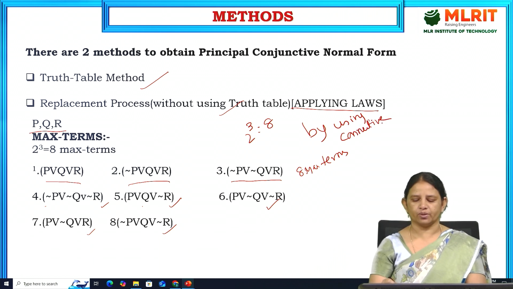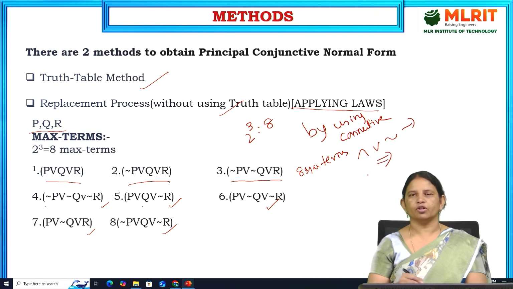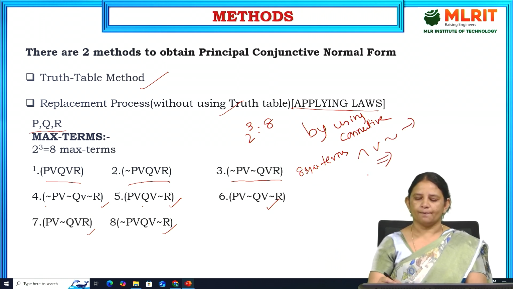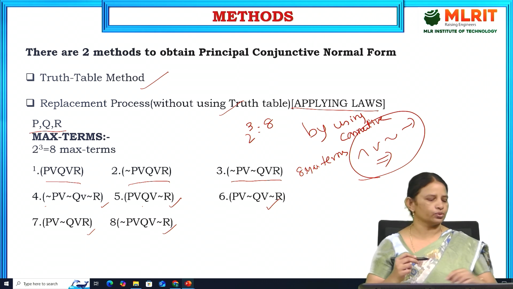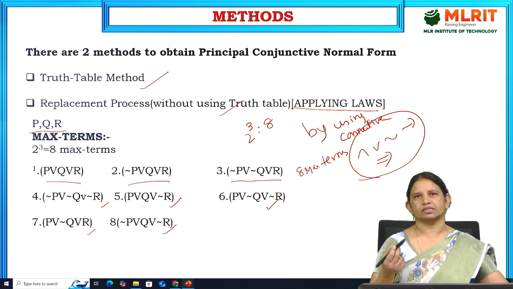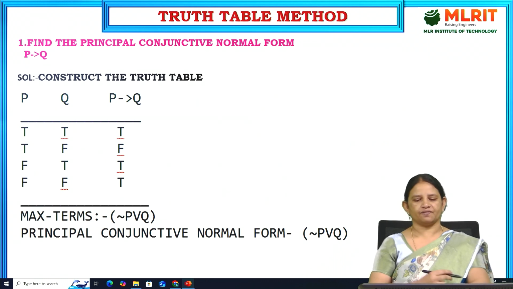The connectives may be and, or, negation, conditional, biconditional. We know the truth tables for all of these. By using the truth tables of these connectives, we can construct the truth table and then the principal conjunctive normal form. So, in this method, we need to discuss the truth table method, how to construct the PCNF.